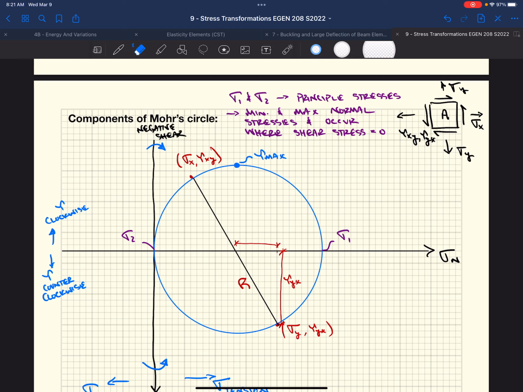Right? Tau max. They're going to be equal and opposite in direction, right? One's going to try and twist the block clockwise, and the other would twist the block counterclockwise.